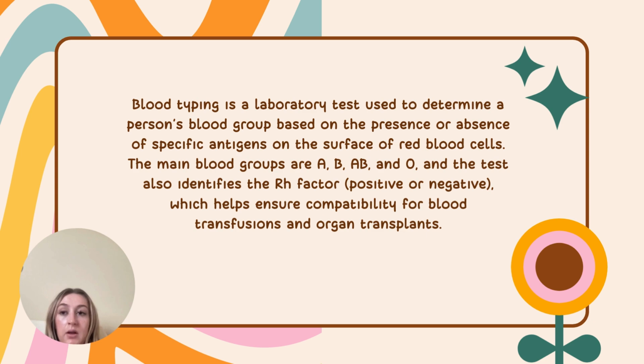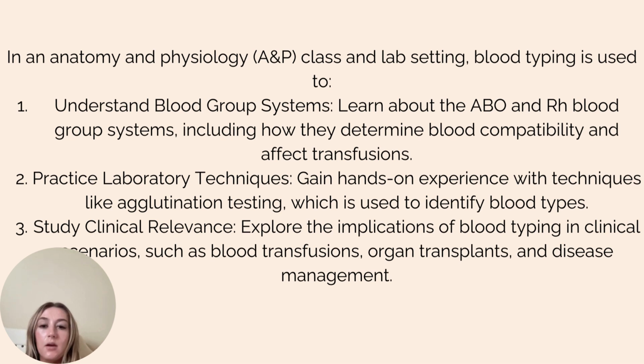Like when you get blood, they have to know what type you are. Sometimes they prefer certain blood types just because they're needed more. Like O negative is one of the best blood types to have for donating because it can go to any other blood type.